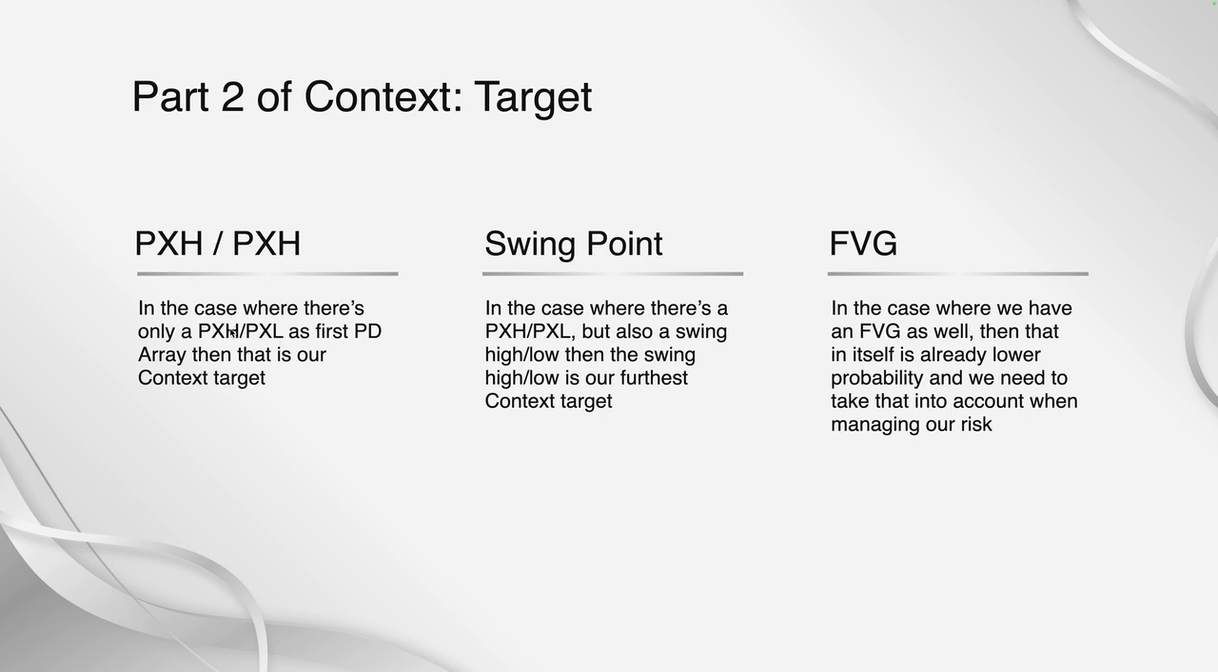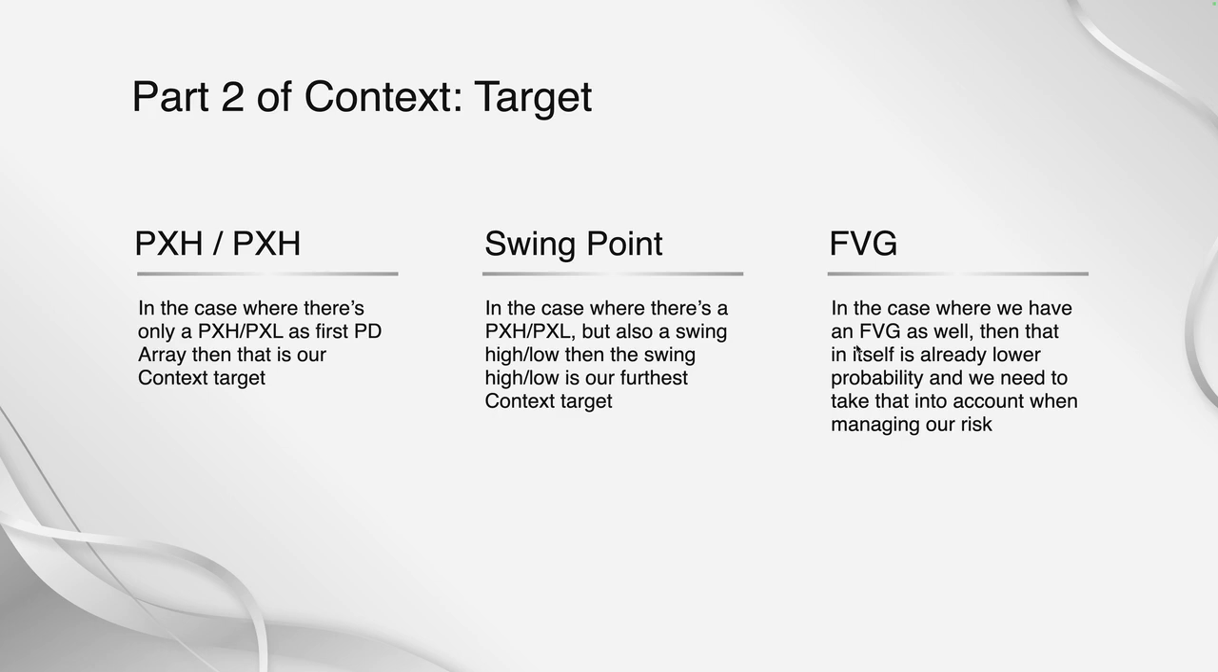Now, in order for us to understand that, let's also go over the different points right here. We have swing point. And in the case where there's a previous candle high, previous candle low, but also a swing high or low, then the swing high or low is our furthest context target. So the context actually becomes the swing point instead, not the previous candle high, previous candle low.